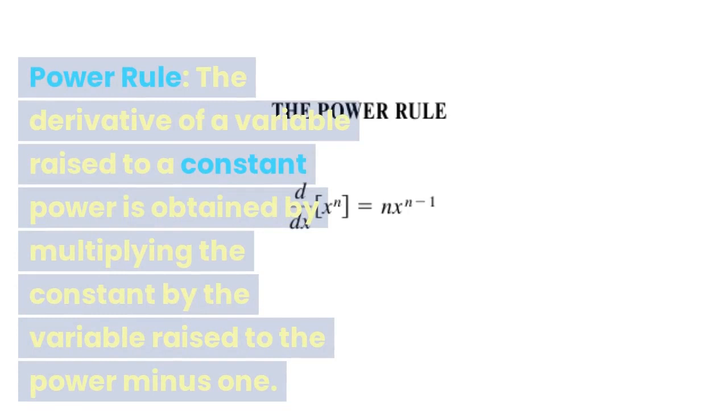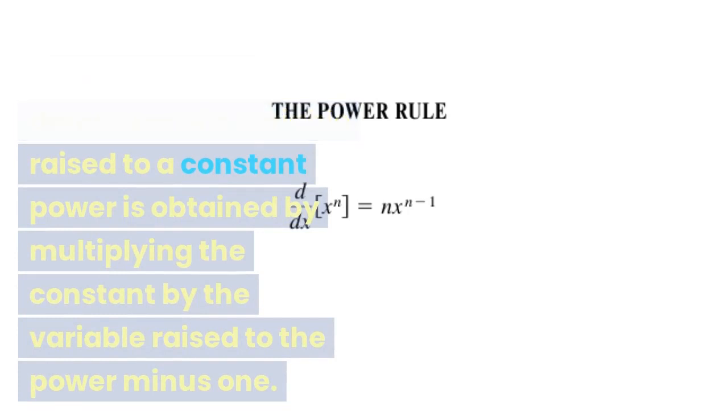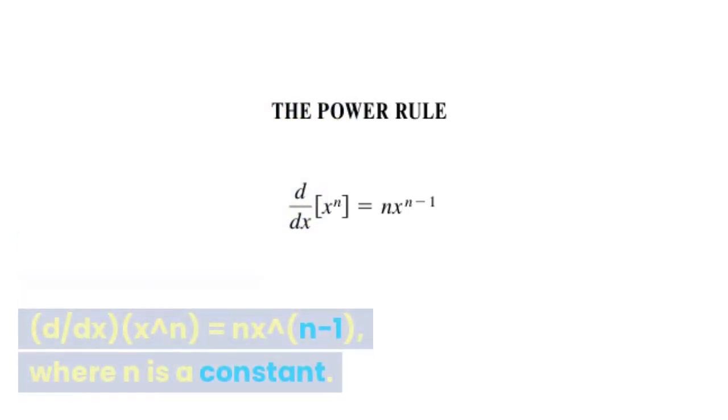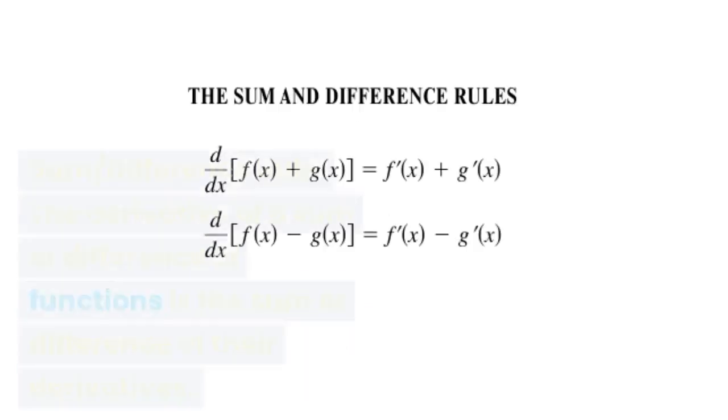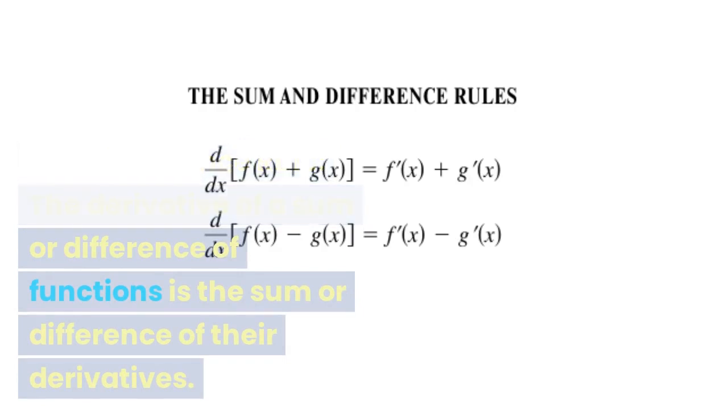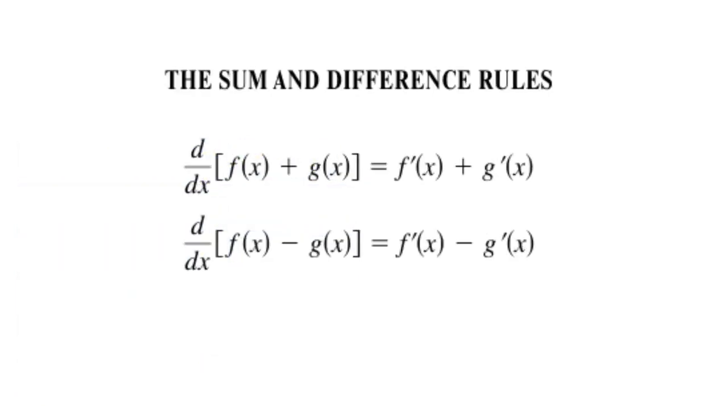Power rule: the derivative of a variable raised to a constant power is obtained by multiplying the constant by the variable raised to the power minus 1. d/dx x to the power of n equals n x to the power of n minus 1, where n is a constant. Sum/difference rule: the derivative of a sum or difference of functions is the sum or difference of their derivatives.